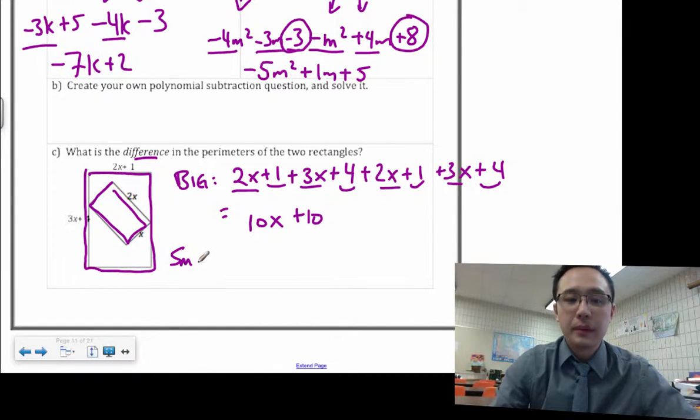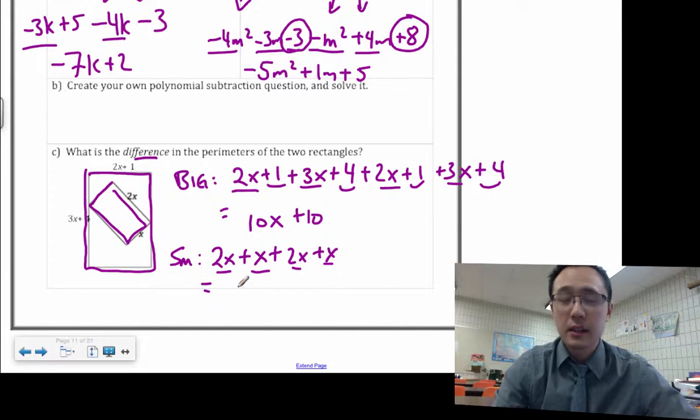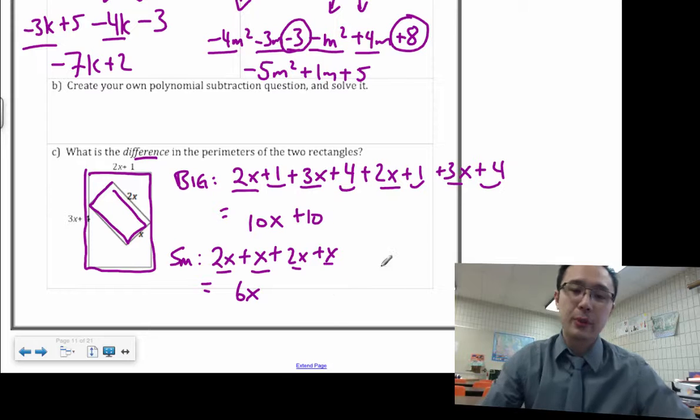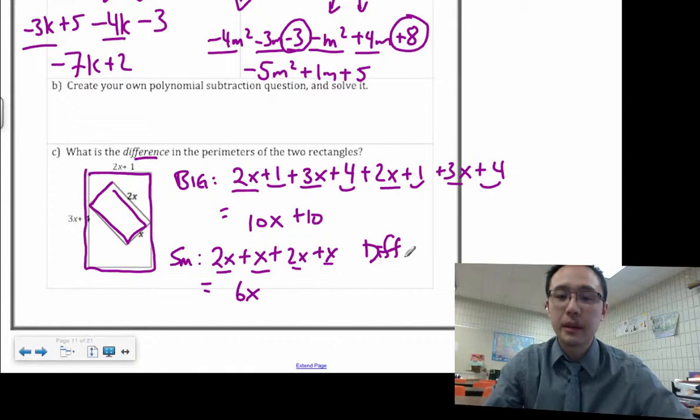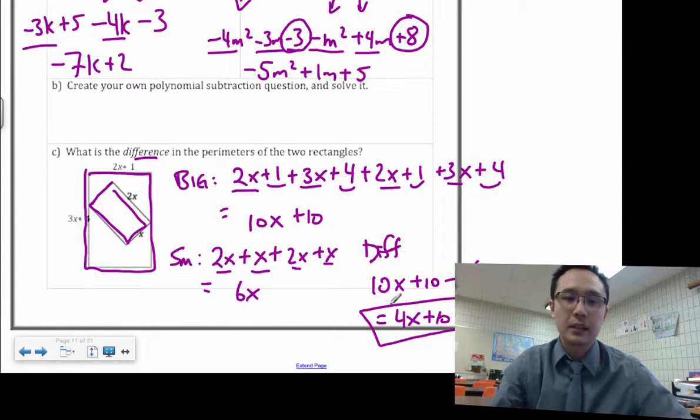For the small one, it's going to be 2x plus x. That's for these two sides, and then we're going to do that again for the other two sides. So all of these ones are like terms, so 2x plus x is 3x, 6x. Okay, so now we have the perimeters, we have to find the difference. So we take the big rectangle, 10x plus 10, subtract 6x, which is the small rectangle, so that's going to be 4x plus 10. So that's your answer.